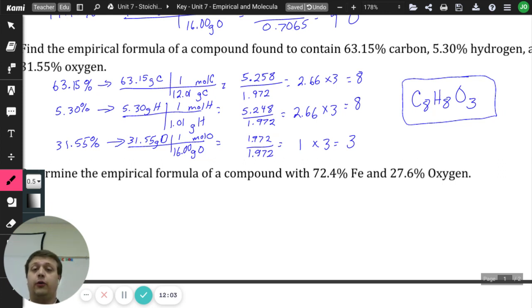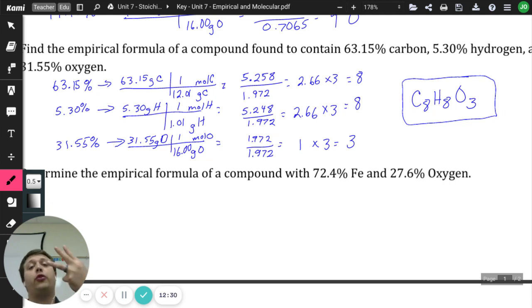Now, we're going to go from grams into moles. I did that using my molar mass, and my answers were 5.258, 5.248, and 1.972. Then I divided by the smallest. My smallest number was 1.972. I got 2.66, 2.66, and 1. But those are not whole numbers.